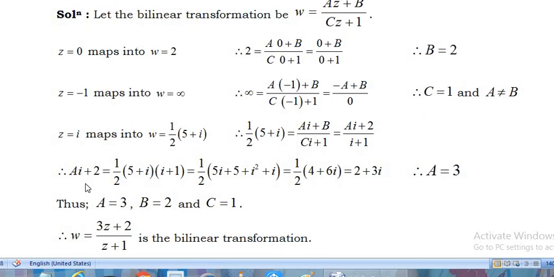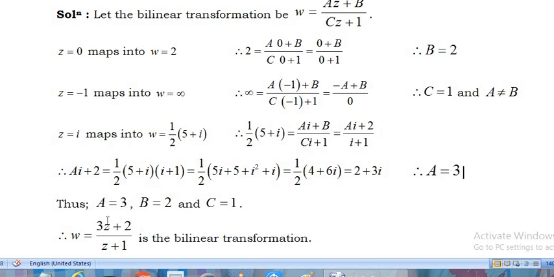Therefore, ai plus 2 is equal to half times (5 plus i) times (i plus 1), which is half times (5i plus 5 plus i squared plus 1), that is half times (5 plus i squared is 4, so 4 plus 6i), that is 5i plus i, 6i here, and that is equal to 2 plus 3i. The left hand side is ai plus 2, so a must be equal to 3. Thus we have found a also.